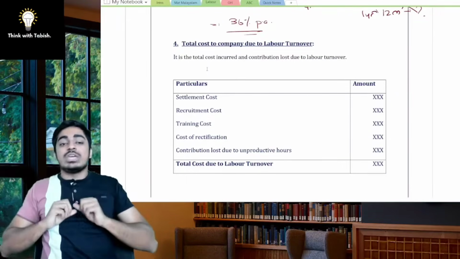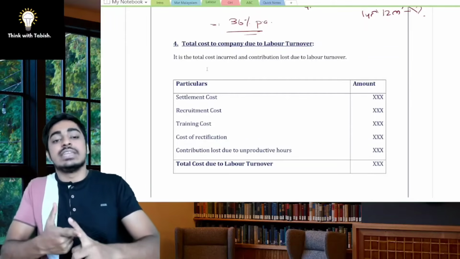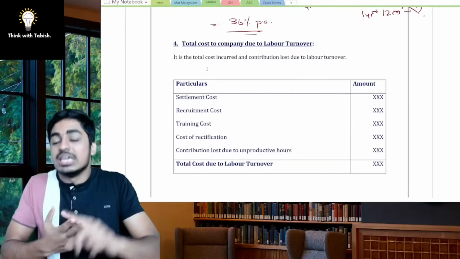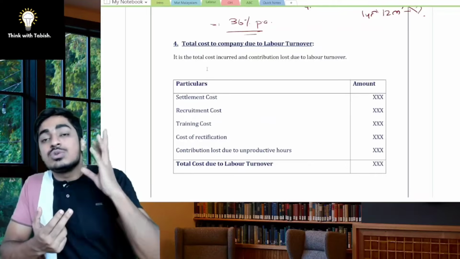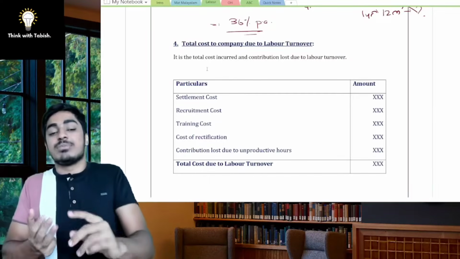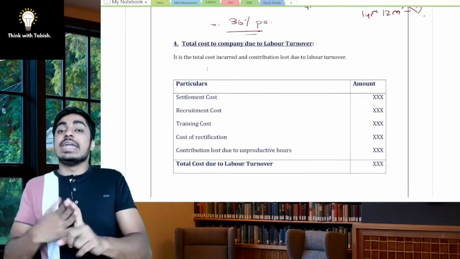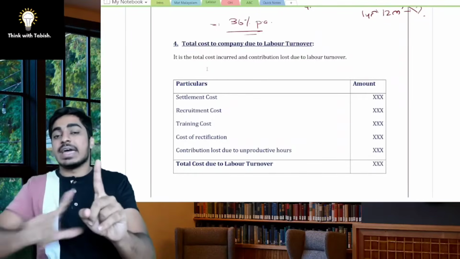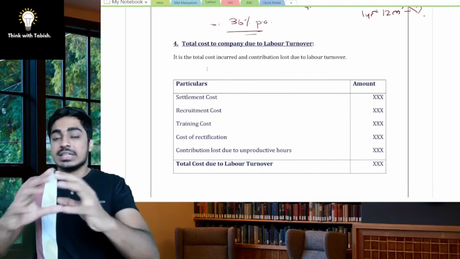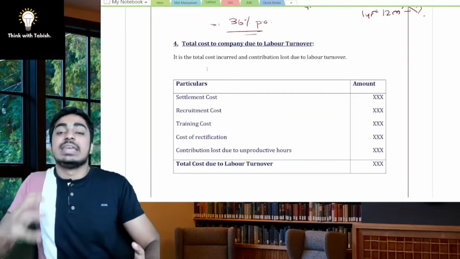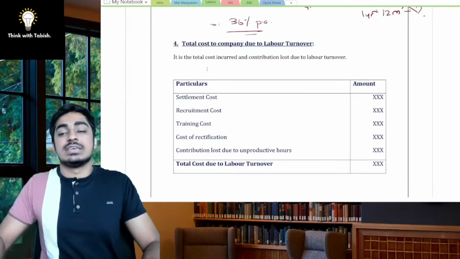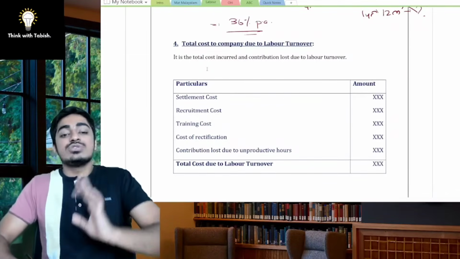Next, we have what is the total cost company is incurring due to labor turnover. We incur so many costs. We incur settlement cost, recruitment cost, training cost. New employees have not produced the goods properly, we have to rectify them, so there is cost of rectification. And because one employee has left and another employee has not joined, there is that time gap in between. There will be some unproductive hours. Yes, in that we will lose contribution.